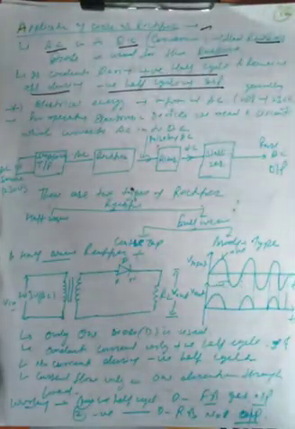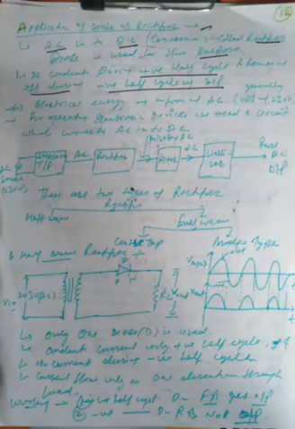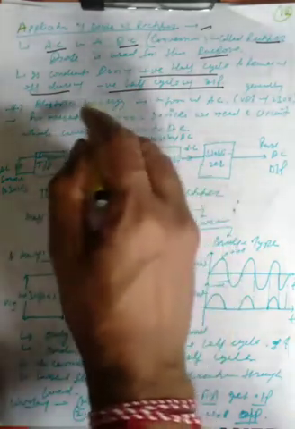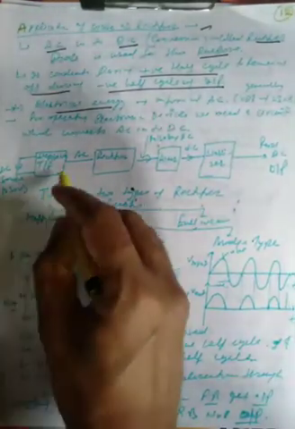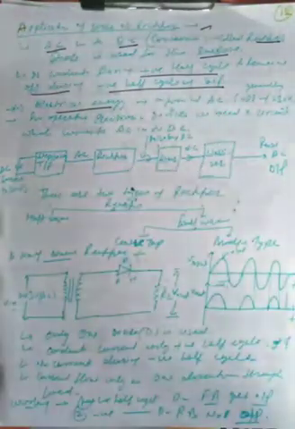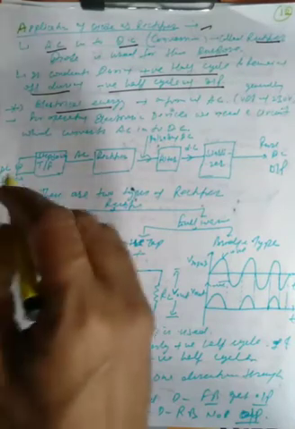What does that mean? It means it conducts only in the positive half cycle, and in the negative half cycle it remains in the off state. So, how electrical energy is converted from AC to DC, you can see in this diagram. General conversion of the AC into DC.